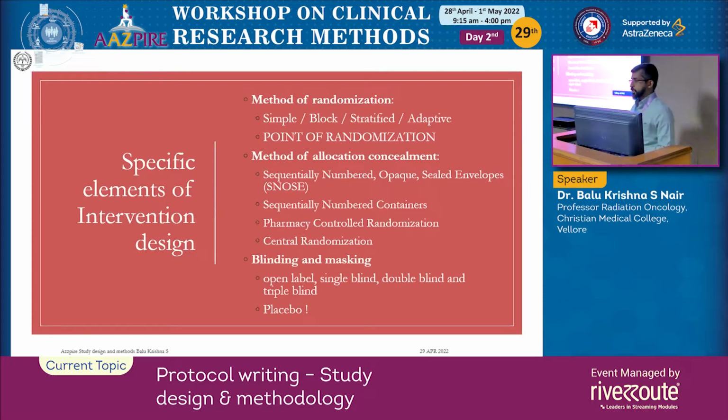Then blinding and masking. Who all are blinded? Is it an open label? Many of us feel that, okay, a triple blinded, double blinded trial, I will do that fantastic research. But practically, sometimes it may not be easy to do that. So be logistics aware. See whether we can do a blinded trial, especially in terms of placebo. Doing a placebo trial is also not that easy.